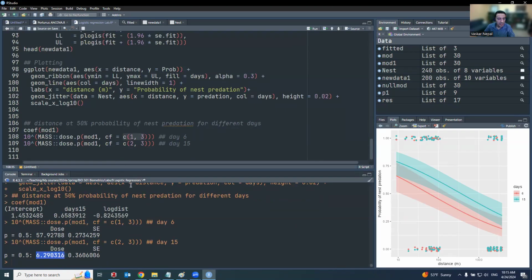Actually, that's not quite right, is it? Let's see. 10 to the power, this is for day 15. Day 15 is in green, 50% chance. Yeah, that's not quite right because this value should not just be 1 and then 45, but rather it should be 1.45 plus 0.658. So that doesn't quite work. But you can figure out how you can calculate that.